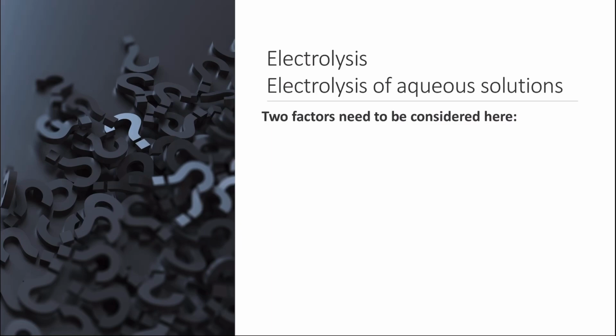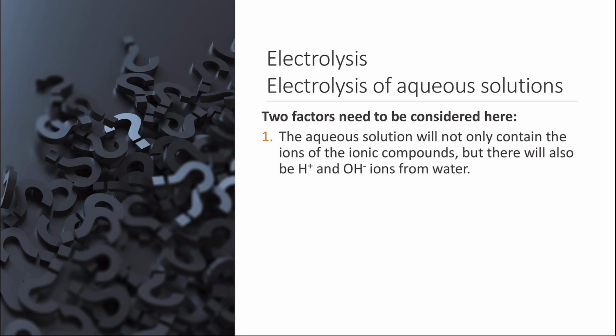So electrolysis of aqueous solution is more complicated than the electrolysis of molten substances because there are two factors here to be considered. The first one is that the aqueous solution will not only contain the ions from the molten solid like we had before, but we are going also to have two other ions, which are the hydrogen ion and the hydroxide ion that come from water because it's an aqueous solution, meaning we have water as well.